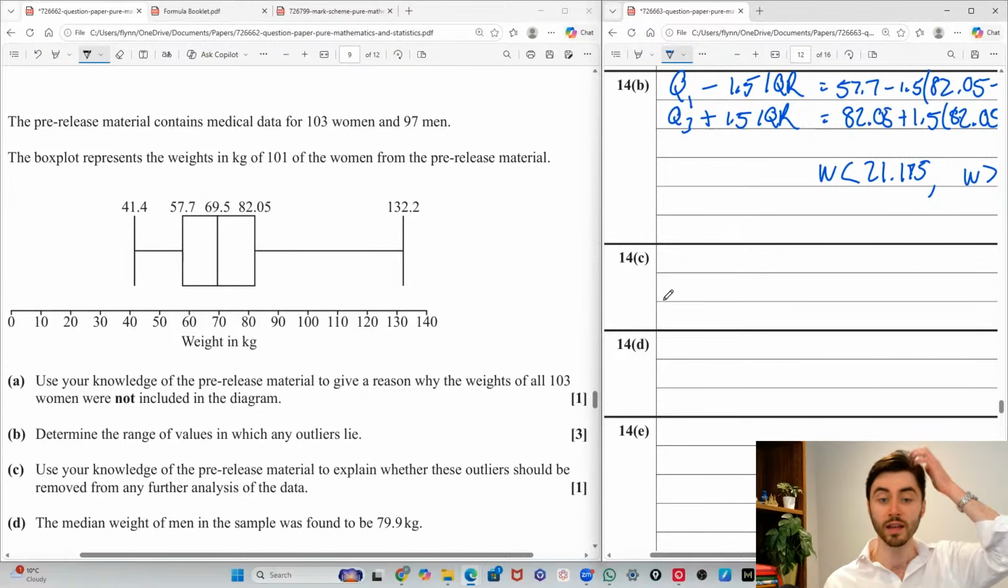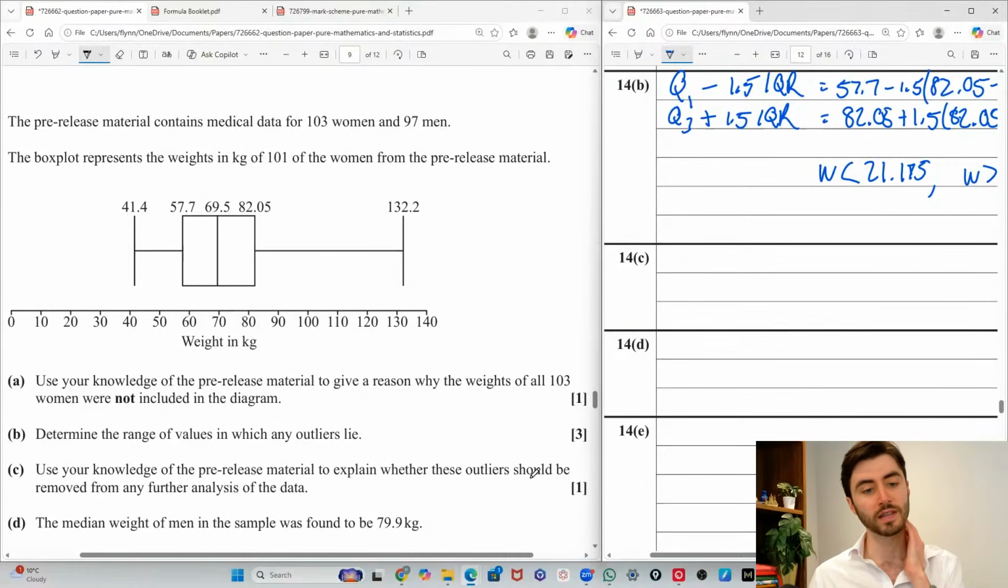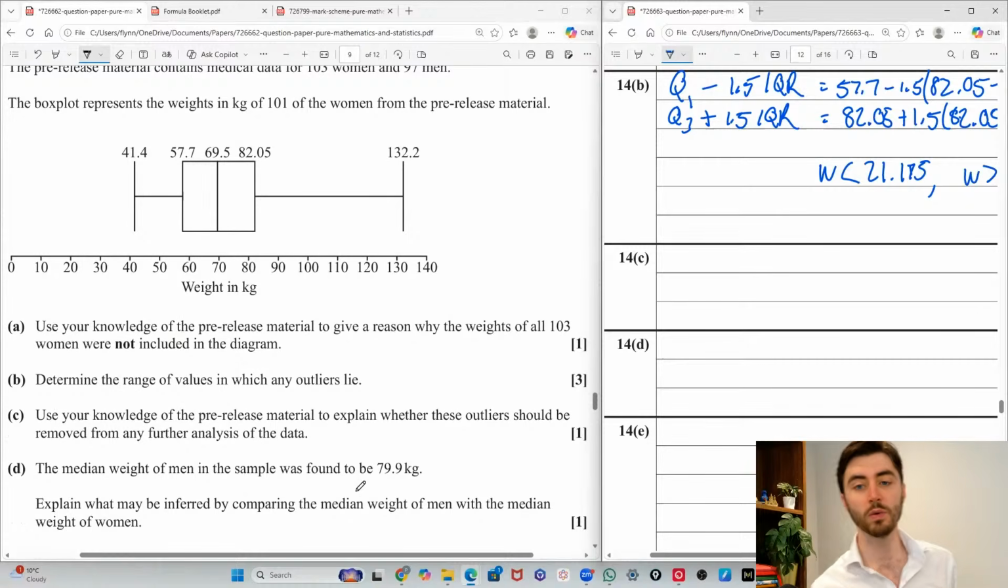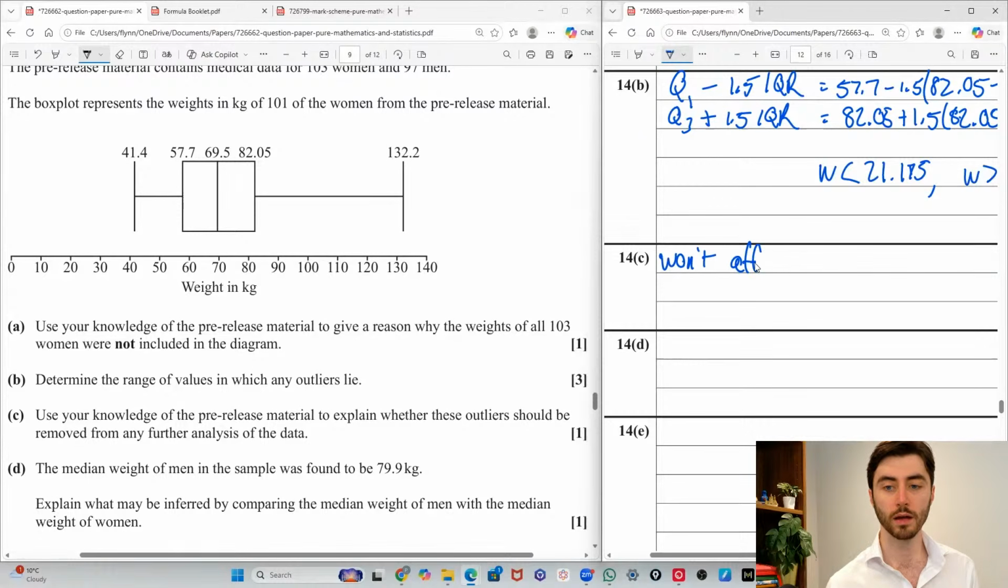So whether these outliers should be removed from any further analysis of the data, I would say they won't affect median and IQR, and I would say they would affect mean and standard deviation. So remove for those.